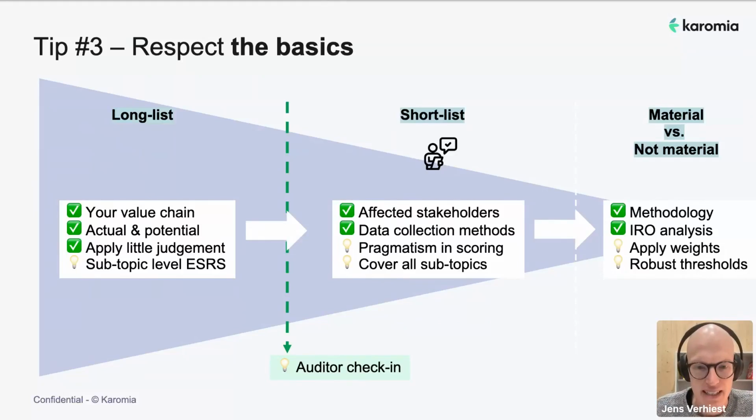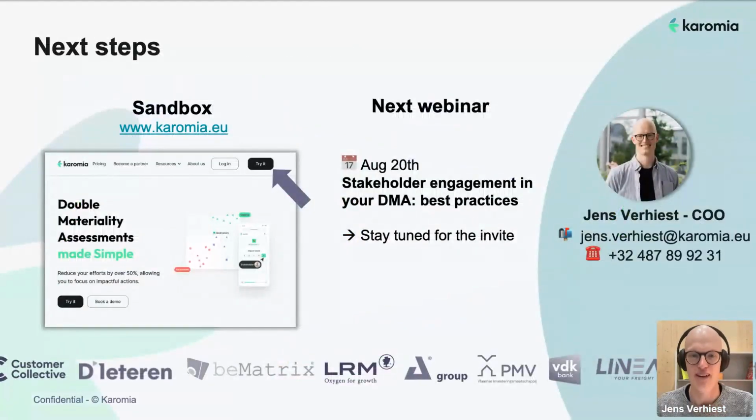That's basically the end of this very short webinar, in which I wanted to share a few highlights on how to pass the audit check. So to summarize, what are the key tips? First off, think of it as a funnel. Very important to keep that in mind. Second is that within your funnel, the IROs that you include, make sure they are linked to the ESRS topics and subtopics. Highly recommend to go to the subtopic level, and then make sure to respect some of the basics in that flow, because those are the elements that the auditor will pay close attention to.